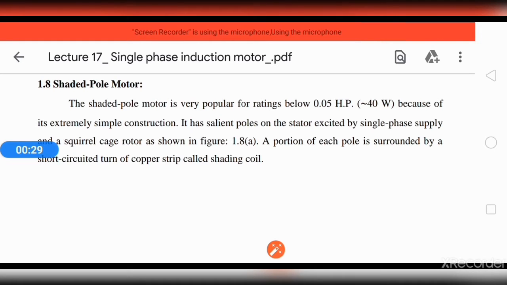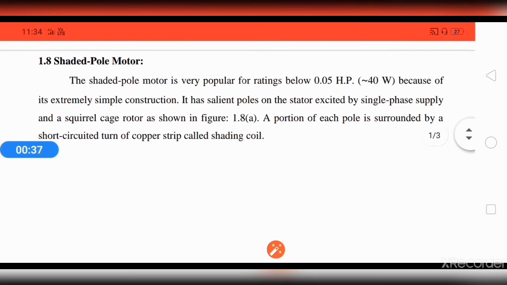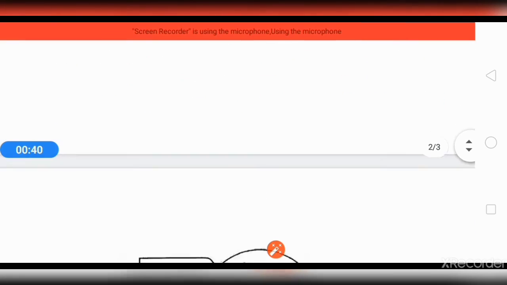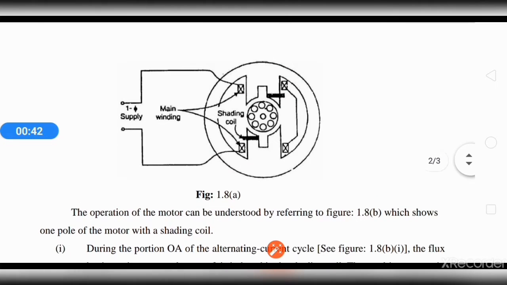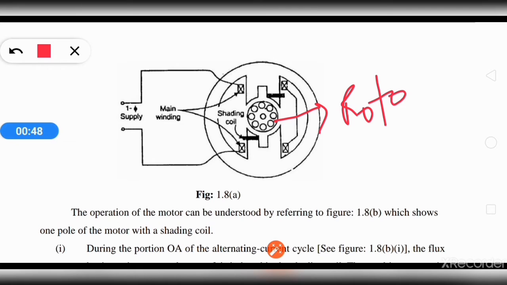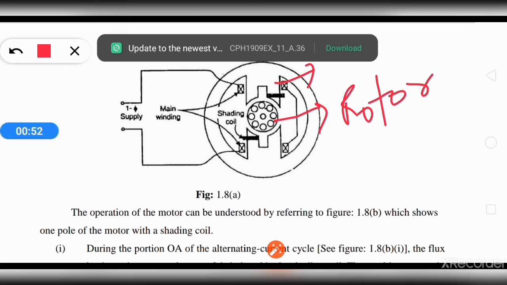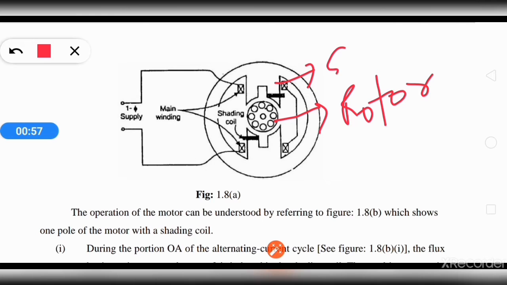It has salient poles on the stator excited by single phase supply and a squirrel cage rotor. Its construction is like this: this is the squirrel cage rotor, and the stator is like a salient pole stator.